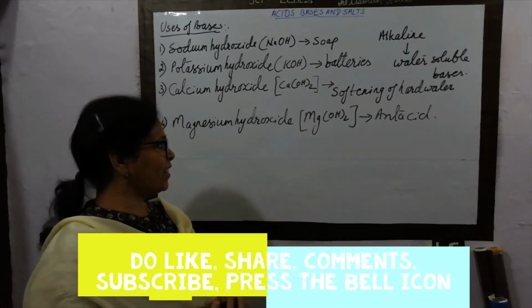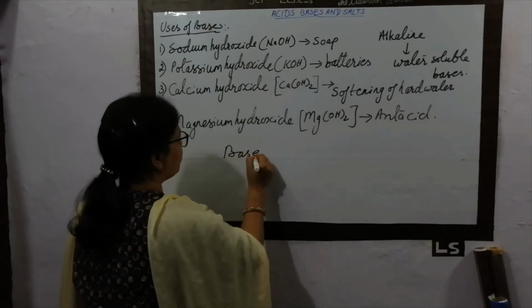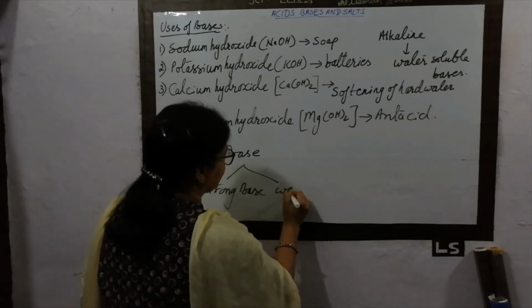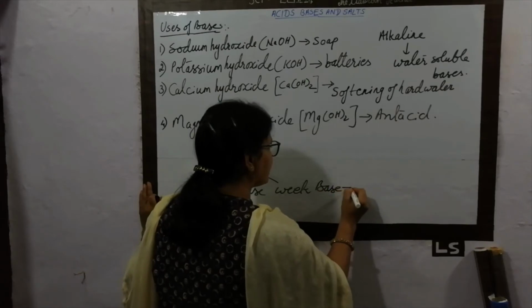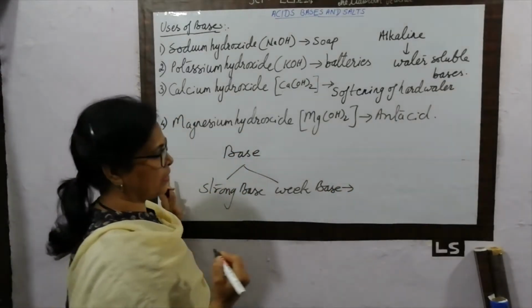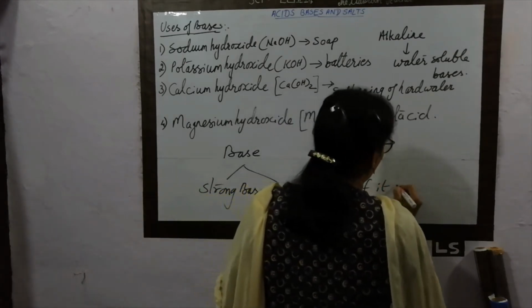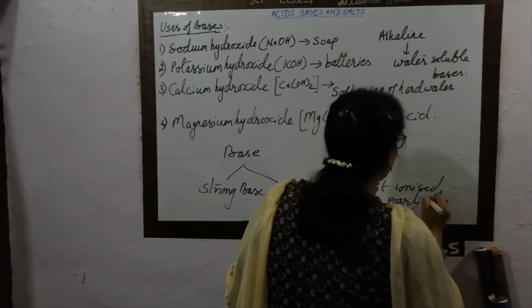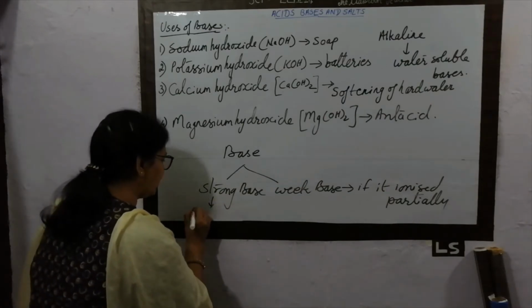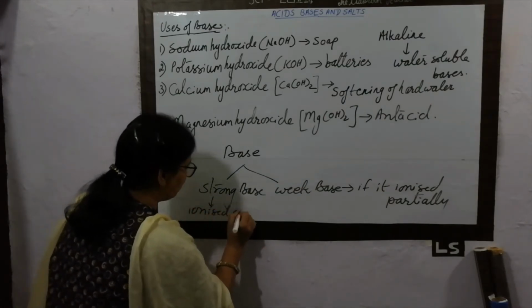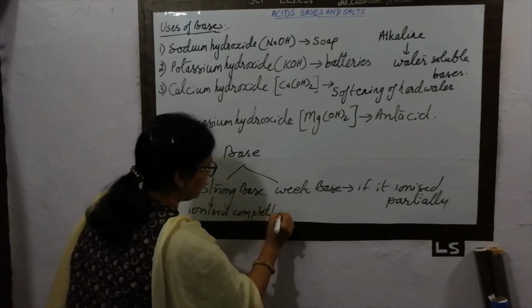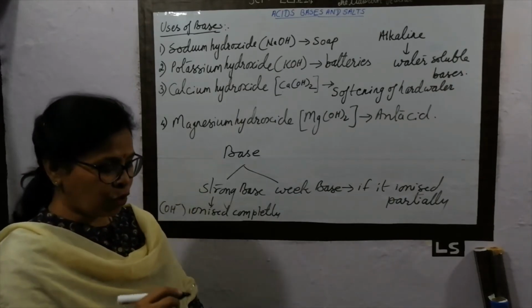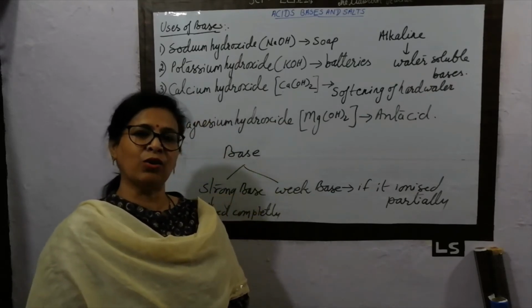One more thing, just like acids, bases are also classified into two parts. One is called a strong base and one is called a weak base. How can we identify which is strong and which is weak? It depends upon the ionization capacity. If it ionizes partially, it means it is a weak base. But if it ionizes completely, then it means it is a strong base. What is the meaning of ionizing? It means the release of OH minus ions. If all the OH minus ions are released in the presence of water, it means that is a strong base.